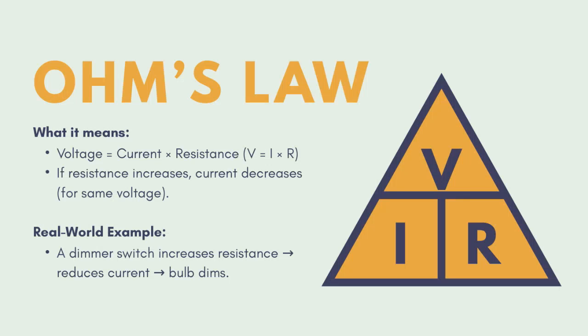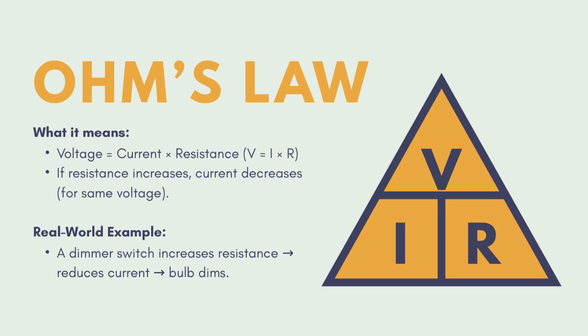All right, let's look at a real-world example to understand Ohm's law better. Imagine you have a dimmer switch on a lamp. When you turn the dimmer, it increases the resistance in the circuit. Because resistance goes up, less current flows through the bulb, and as a result, the bulb dims. This simple example shows how resistance affects current and brightness.